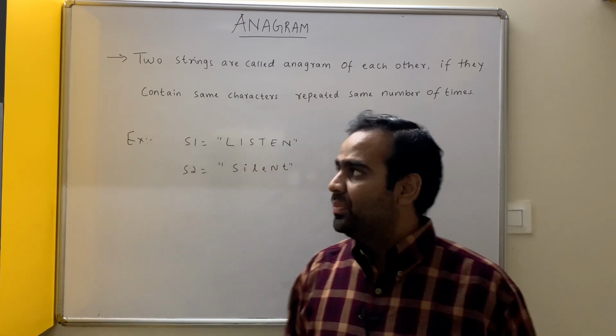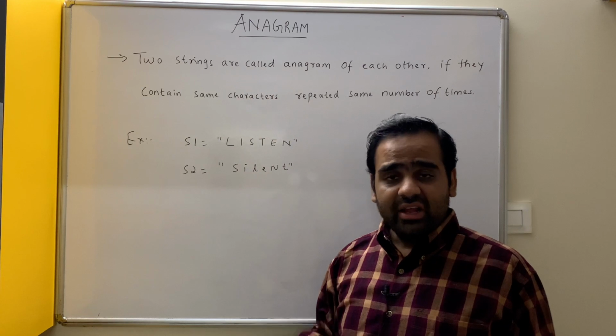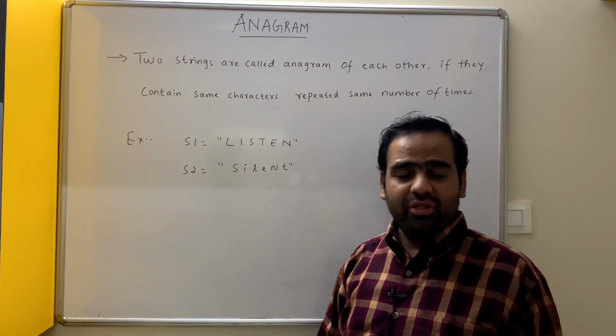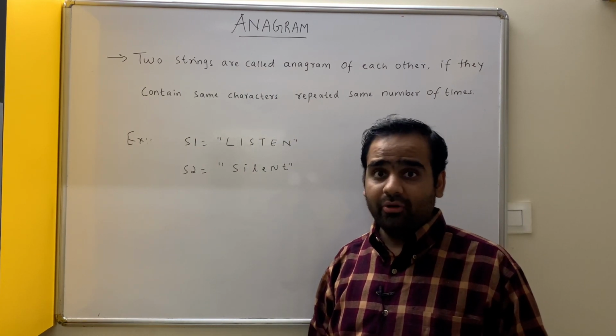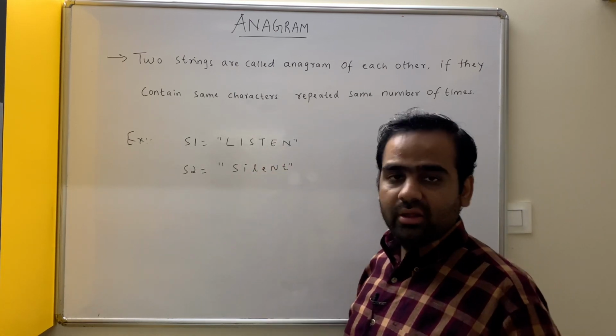In this video we will see what an anagram is. Two strings are called anagrams of each other if they contain the same characters repeated the same number of times. For example, listen and silent.